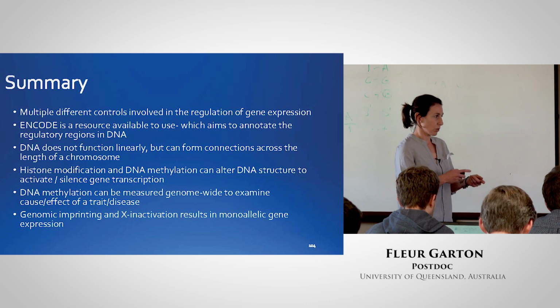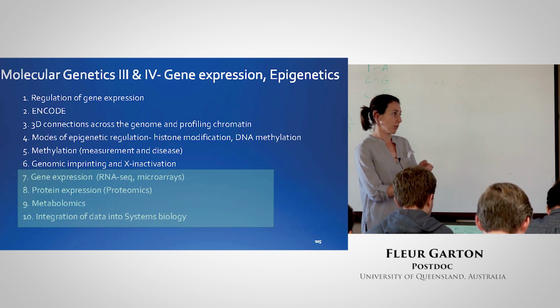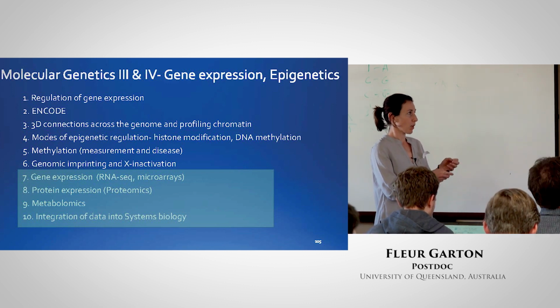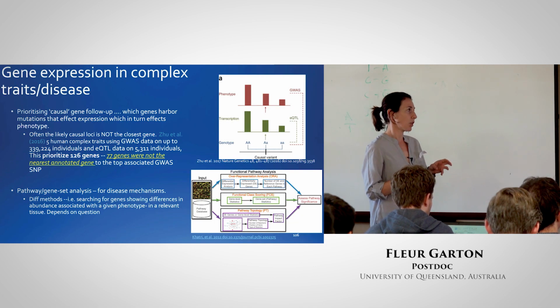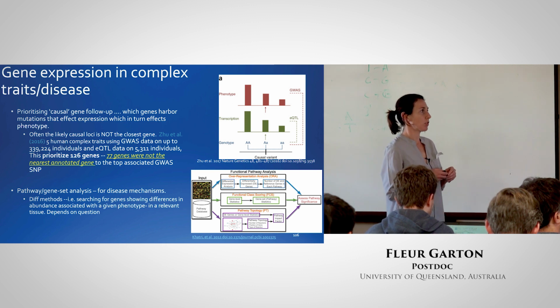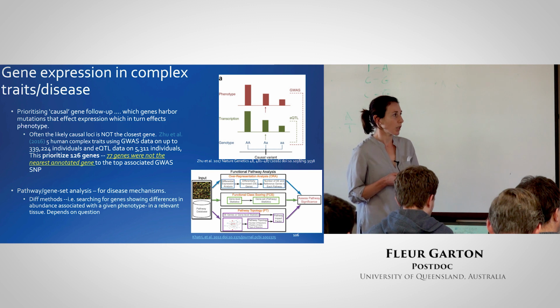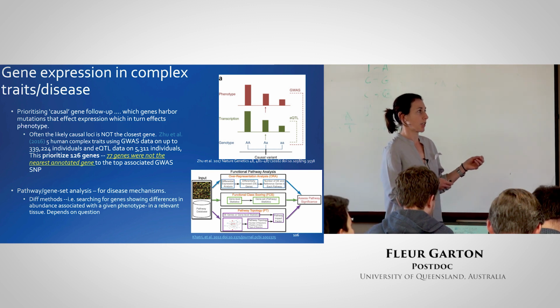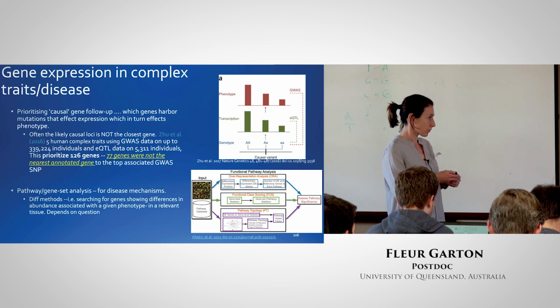So for the rest of the talk, I'll briefly go over gene expression, protein expression, and I've just got one slide on metabolomics. So what is the interest in gene expression? This can, as James mentioned, help you prioritize causal gene follow-up, in which genes that harbour mutations can affect expression, which in turn affects phenotype. So this is a diagram of a genotype influencing transcription, influencing a phenotype.